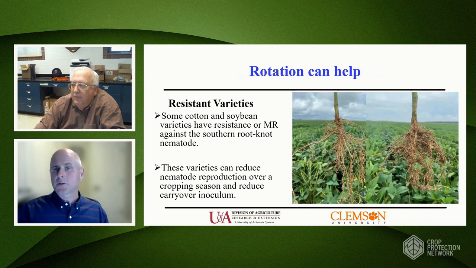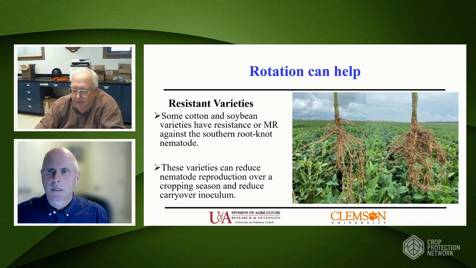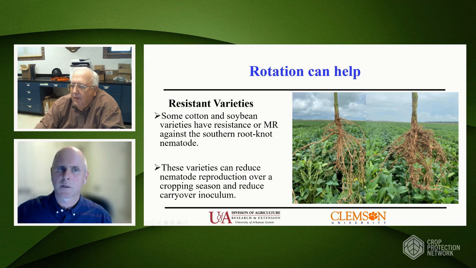There is some rotation that can help. This is specifically with the southern root knot nematode. Again, a lot of research has gone into mitigating losses, especially in soybean. Each year, my program evaluates soybean varieties for resistance to the southern root knot nematode. Here's a variety. There's limited galling. These are actually nodules. And of course, here you can see the extensive galling by the southern root knot nematode.